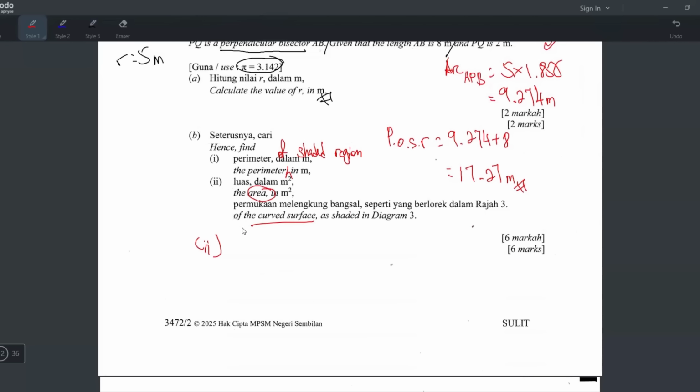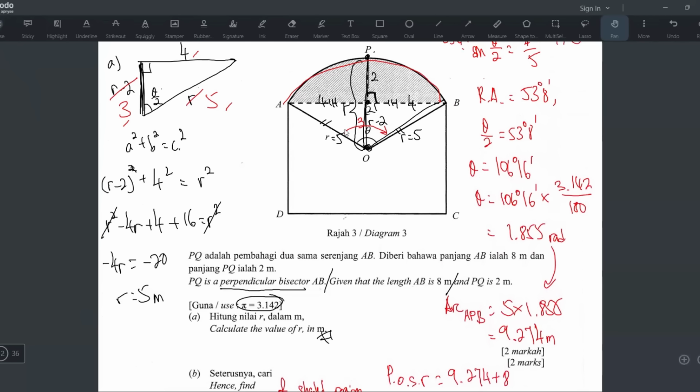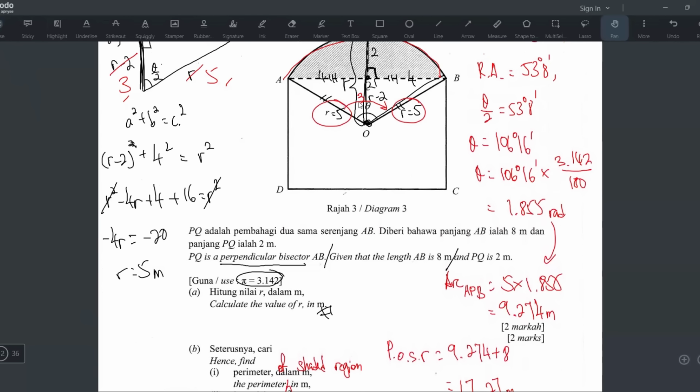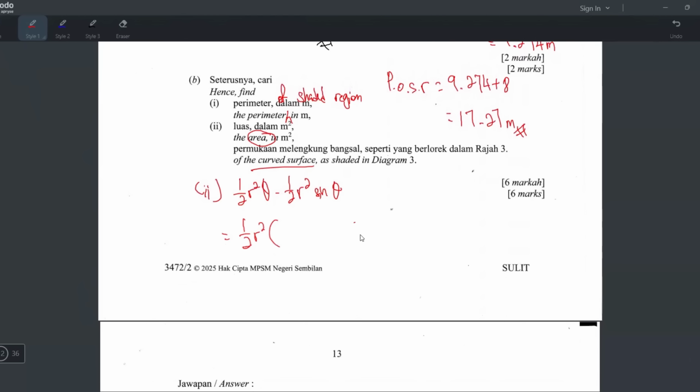So it will be 1 over 2 r square theta minus 1 over 2 r square sine theta. 1 over 2 r square theta is to find the area of sector. And then 1 over 2 r square sine theta is the triangle. Because for the triangle, I use the 1 over 2 AB sine C formula. But since your A and B are both the radius, that's why it's r square. And then sine theta, sine C. If you want to do it fast, you can factorize out the 1 over 2 r square like that. And then you're left with theta minus sine theta.